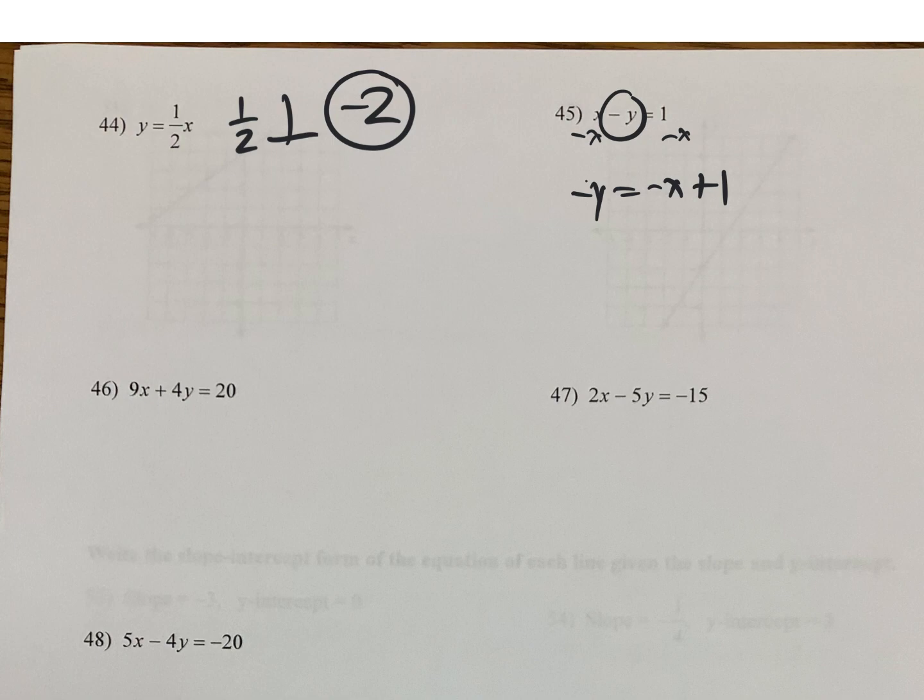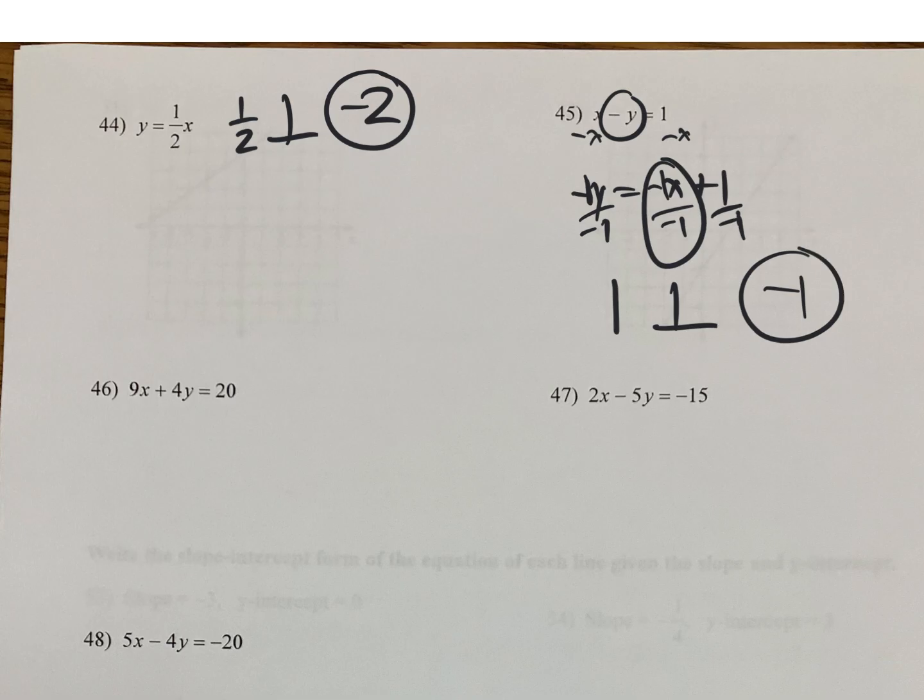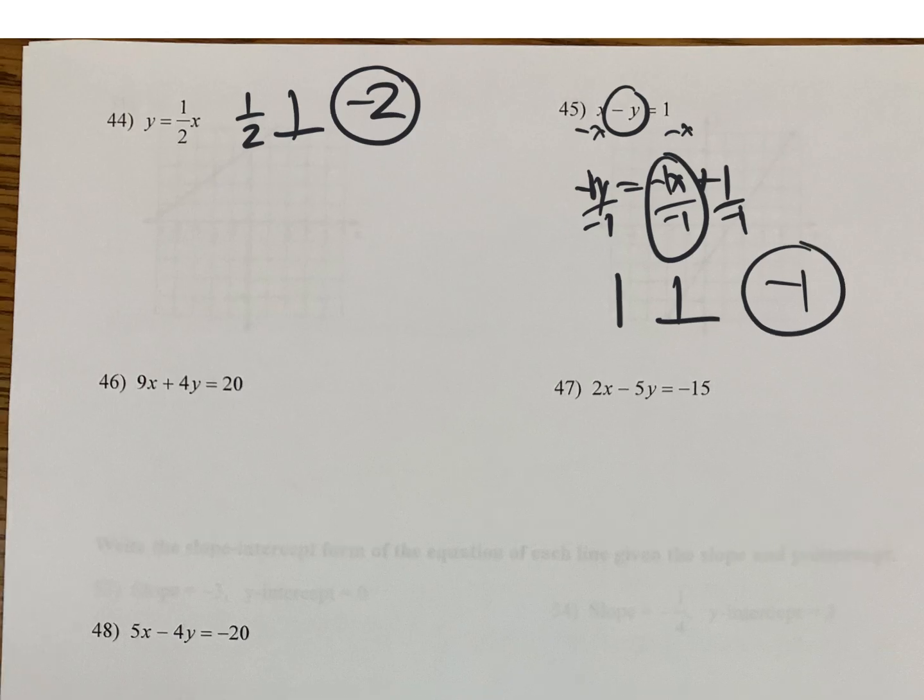But now you have a negative 1 out in front here, so we divide everything by a negative 1, which we could care less about the y-intercept there. So the slope of that line is negative 1 over negative 1, or positive 1. So the perpendicular slope would be negative 1. All right, 46.